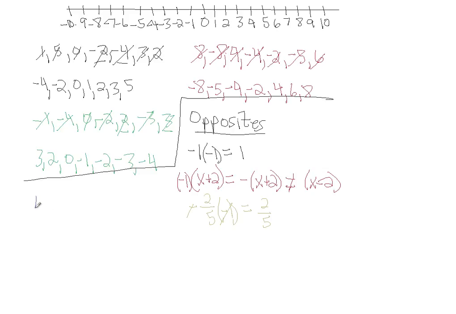Next, let's find the opposite of x squared. We do it the same way. We multiply by -1. Now, we don't multiply the exponent, we multiply the entire expression by -1. The opposite of x squared is -x squared.